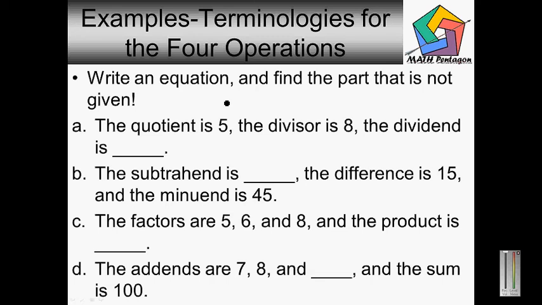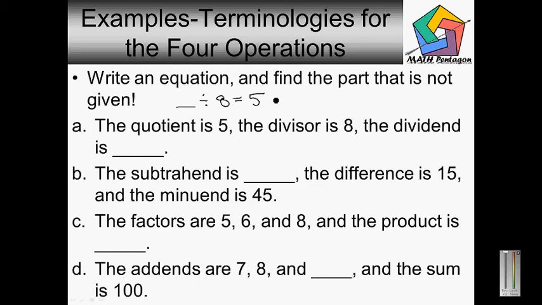Two examples on terminologies for the four operations, and the directions are telling us write an equation and find the part that is not given. So we have the quotient is 5, the divisor is 8, and the dividend is blank. So our first number is blank. That's our dividend. The divisor is 8, and our quotient is 5. That's the answer. Now we got to find this dividend.